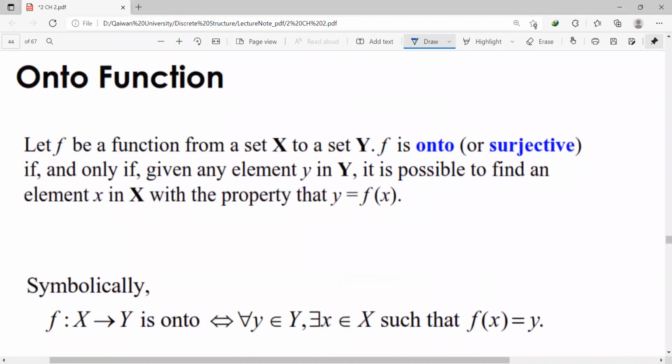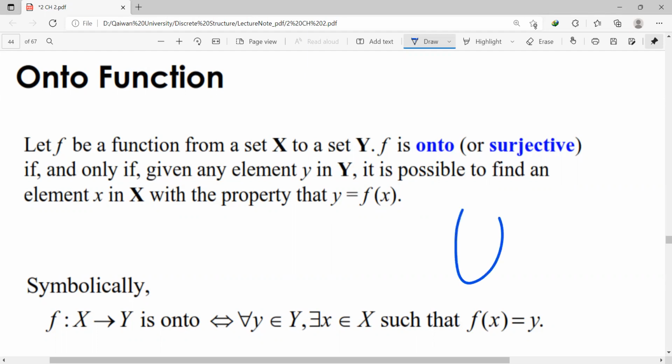Now we have onto functions. We say a function is onto if the codomain equals the range. If the codomain equals the range, that means for all elements in Y, they are images of elements of X.